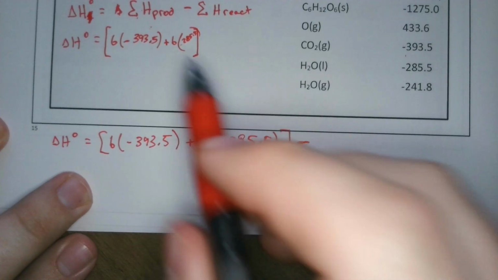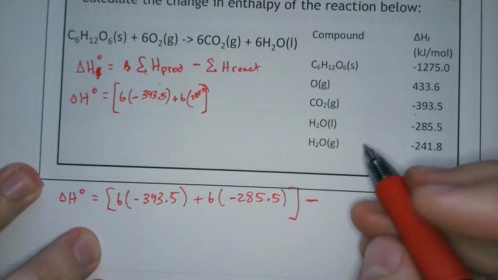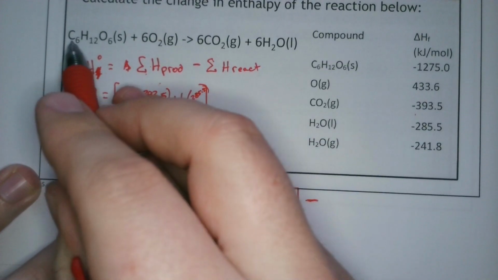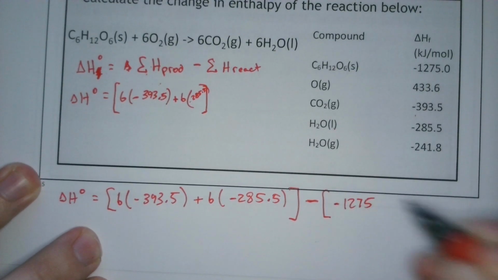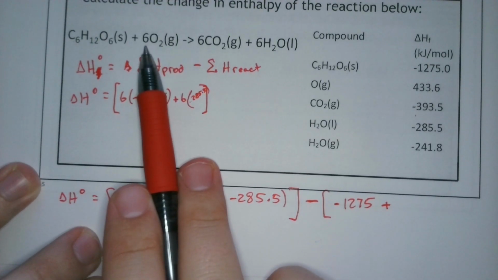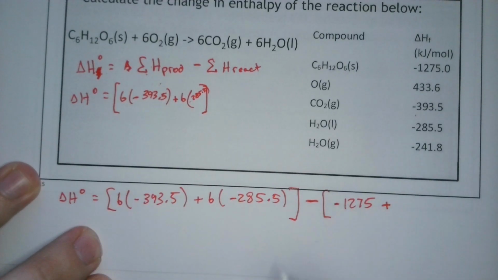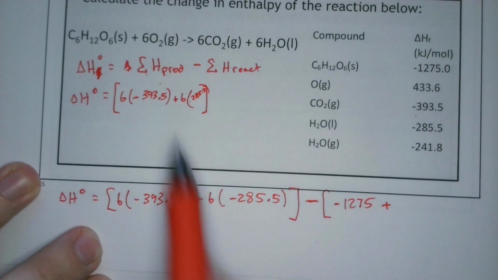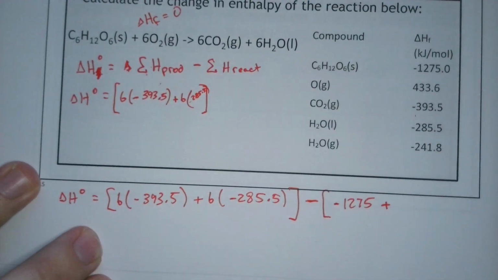I'm going to subtract from that my reactants. So my first reactant is glucose. I have its number here. I only have one of those, so I'll just start with negative 1275. I'm going to add that to my other reactant, O2. O2 is not on this table because O2 is the most basic form of oxygen. Right? So its delta HF is 0. It takes 0 energy to form O2 from its most basic parts because it is its most basic part.